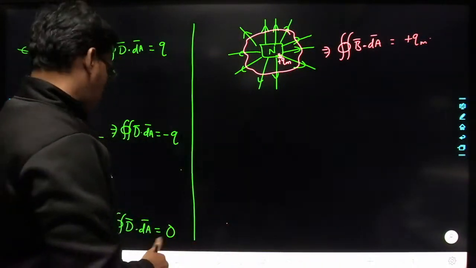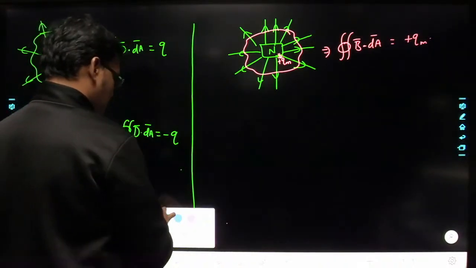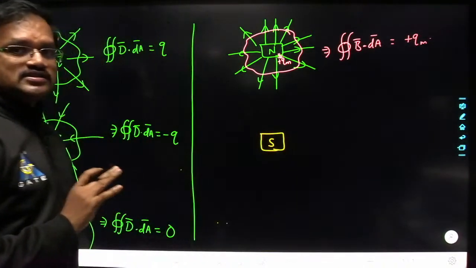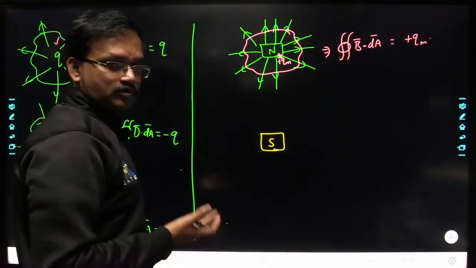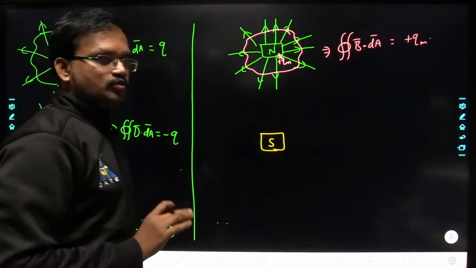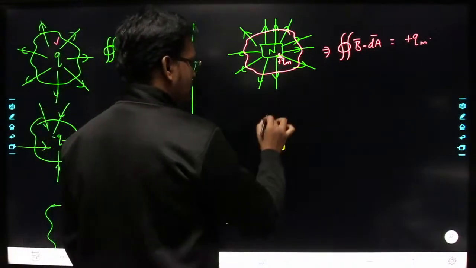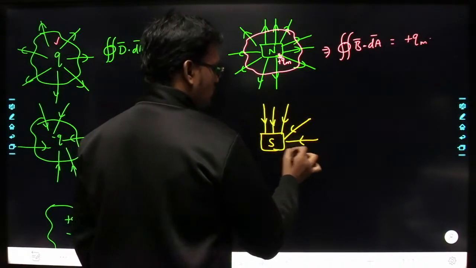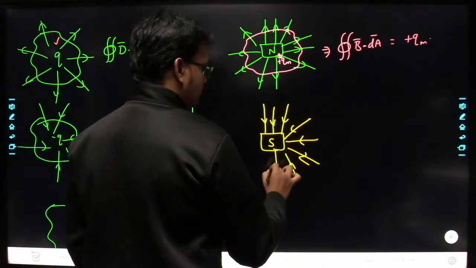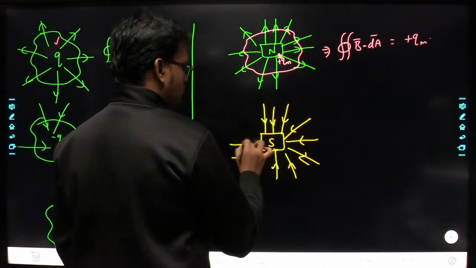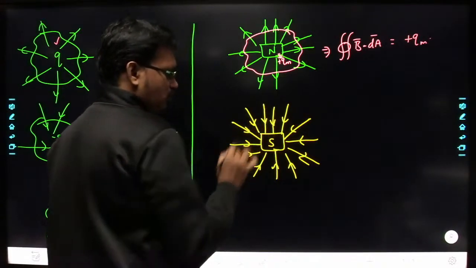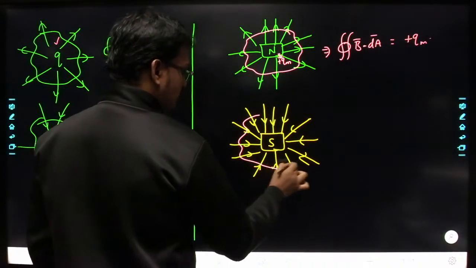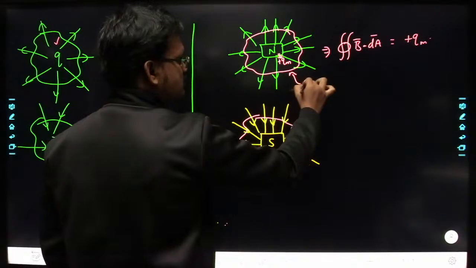Understood? Okay, now suppose we assume only the south pole exists. These are all just assumptions, right? Finally we will come to the conclusion. So let us assume only the south pole exists. Then what will happen here? We know that all the field lines are going to move towards the south pole. Now if I enclose this with a closed surface here, this is nothing but the closed surface.